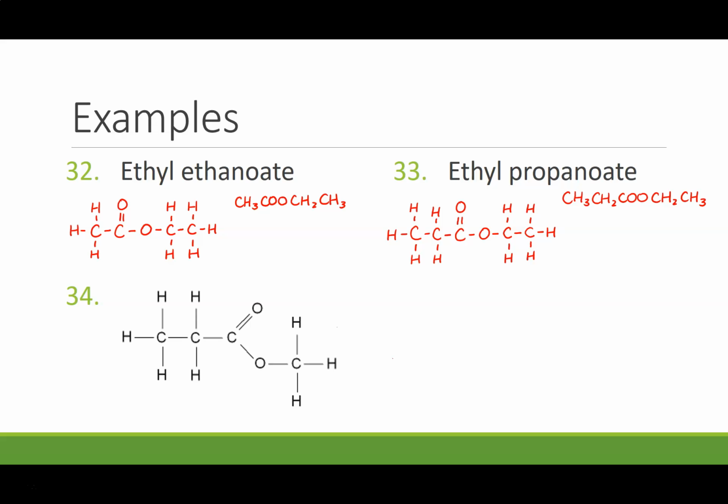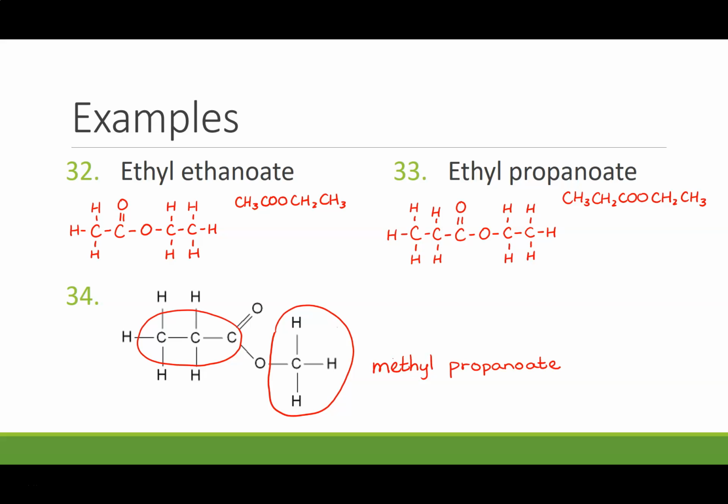In number 34, we're supposed to name this compound. The two hydrocarbon chains are different, and we're supposed to name the carbon chain that replaces the H in the carboxyl group, which is this one. Since it only has one carbon, we'll name it methyl. The other carbon chain has 3 carbons, so we'll name it propanoate.